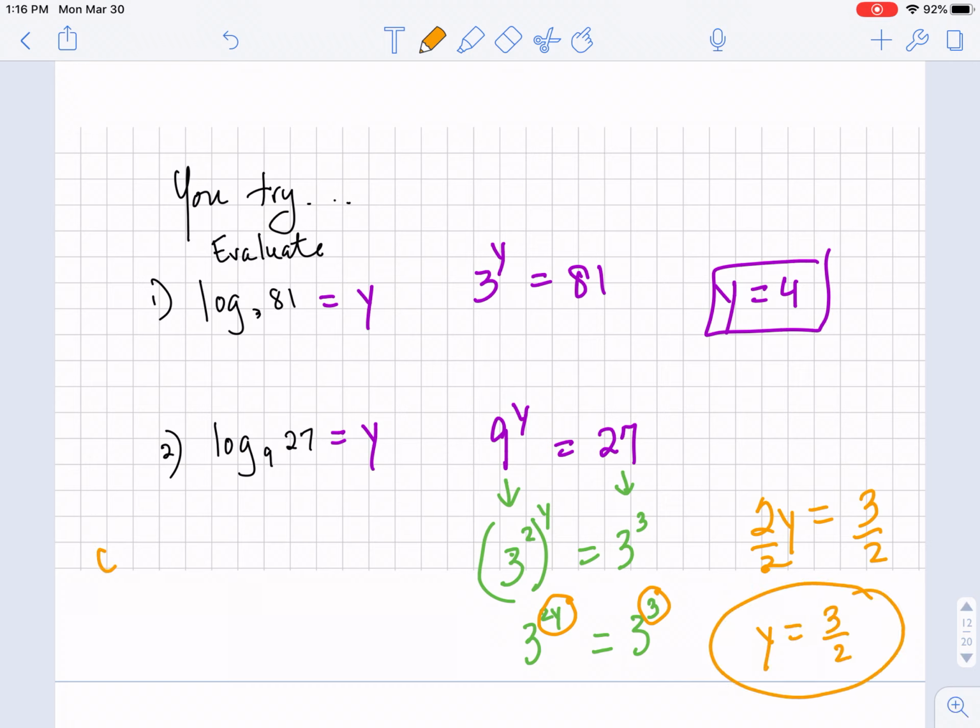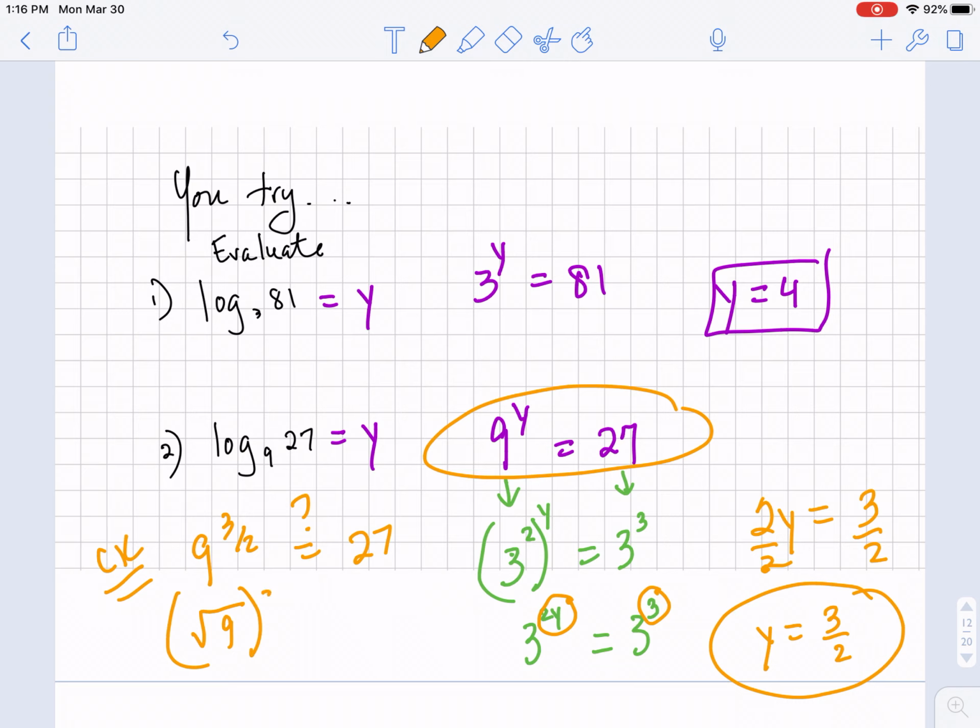Let's check our answer here. Let's say 9 to the 3 halves. Is that equal to 27? Well, that would be the square root of 9, to the third. The square root of 9 is 3, 3 to the third is 27, so it does work.